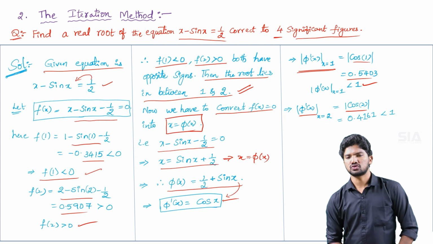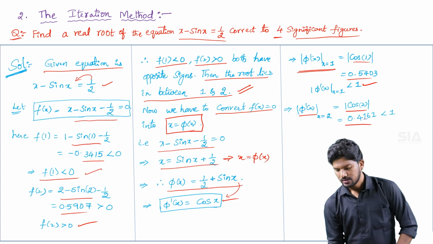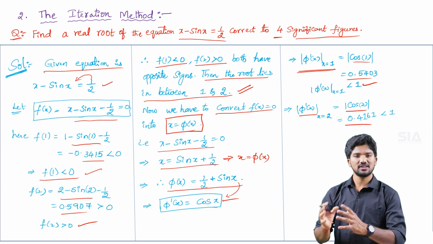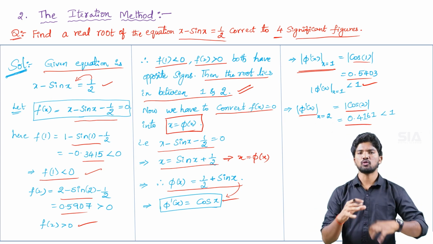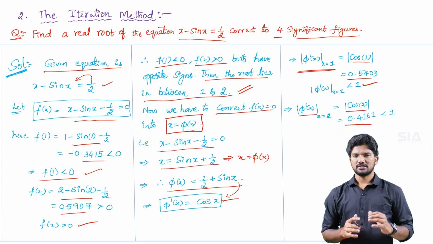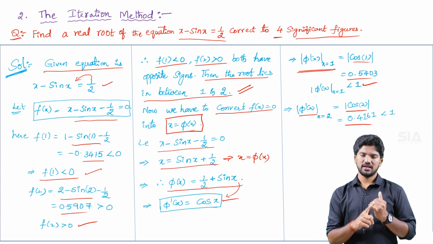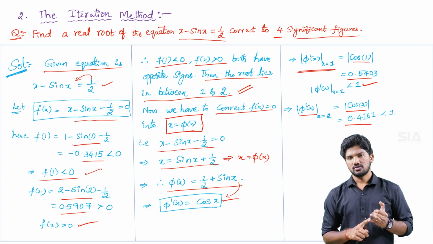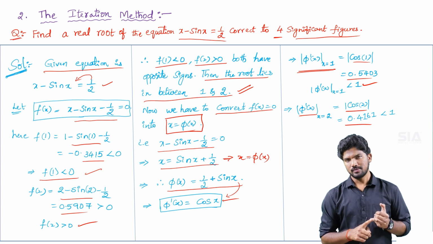Therefore, mod cos 2. This value gives 0.4161. This 0.4161 is also less than 1. Okay, what here I am going to say is that in the method of iteration, first of all, we have to find out whether the given equation has opposite signs. After that, we have to write down the values of a comma b.